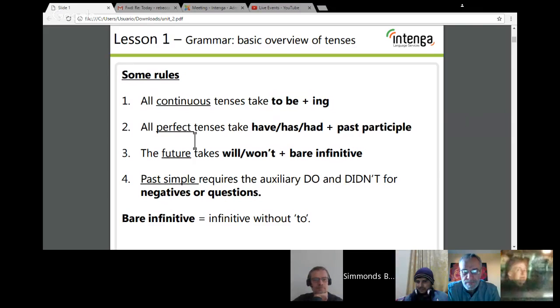In the perfect tenses, here we go. Again, the present perfect, past perfect, etc. We will always use the verb have in its present form conjugated correctly for the subject, and in the past, plus the past participle, which some people know as the third column.